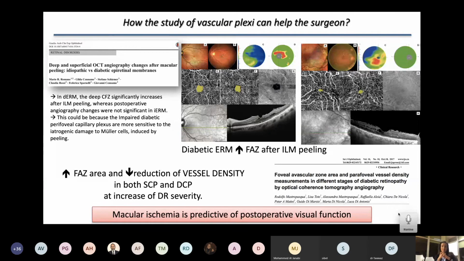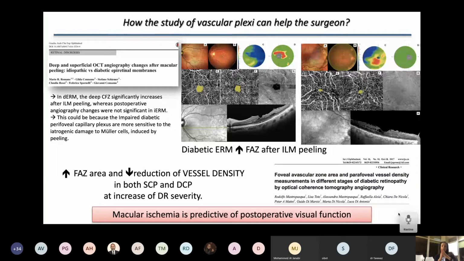So, we have to consider that it could be very useful, important to evaluate the phase in diabetic patients affected by epiretinal macular membrane before and after ILM peeling.